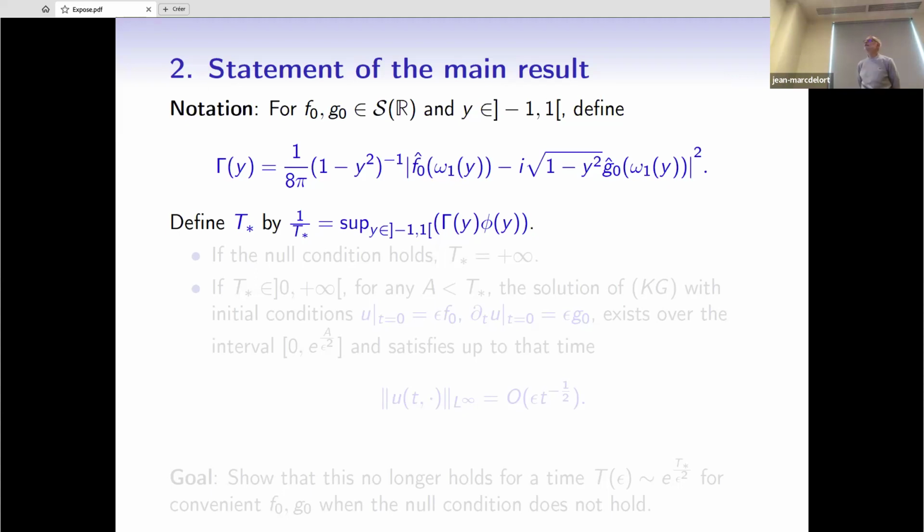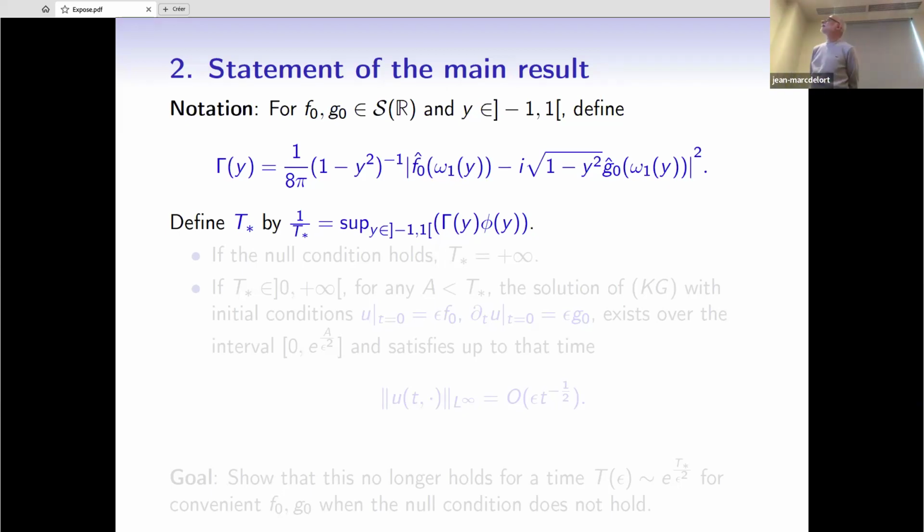So we just have to remember that gamma of y is a function which is smooth on the interval -1, 1, which vanishes at infinite order at the extremity of the interval. And now we define from this gamma of y a time t star, by the equality 1 over t star equals the supremum of gamma of y, phi of y.